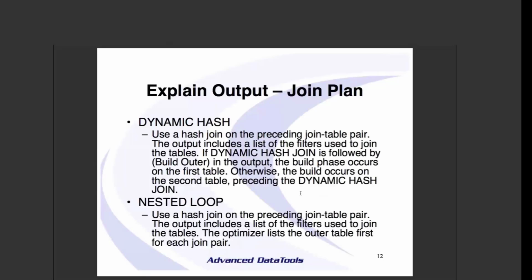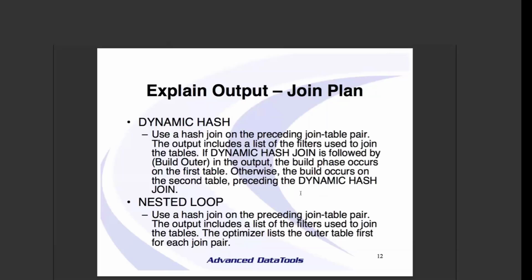Once you've got the data, you're almost always going to have more than one table. There are two ways of joining tables. There's a dynamic hash join and a nested loop join. And they both work really well. When dynamic hash joins first came out, I had a lot of complaints about them. They work very well now, and I like to see them used.